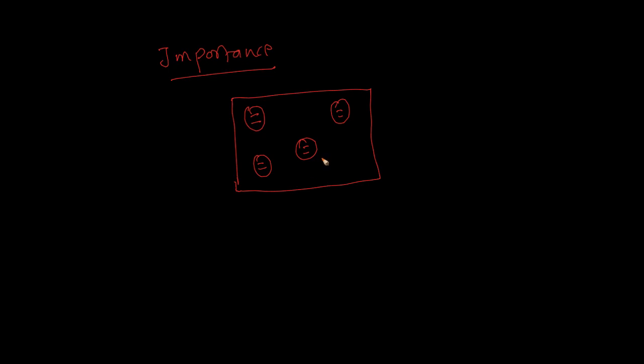So pooling is one of the important operations, and we perform it as a layer. We place the pooling layer in the convolutional neural network, like we place the convolution operation as a layer. We place this pooling operation also as a layer in a CNN.